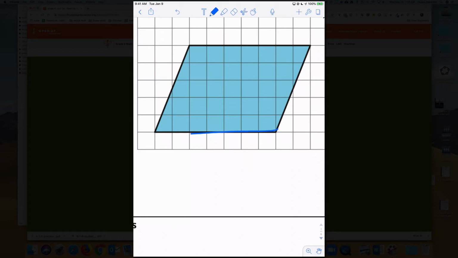the grid. So we can see that the base is right here, and it's 1, 2, 3, 4, 5, 6, 7. So the base is 7 units. And we can see the height is right here. And it looks like it's 1, 2, 3, 4, 5 units.